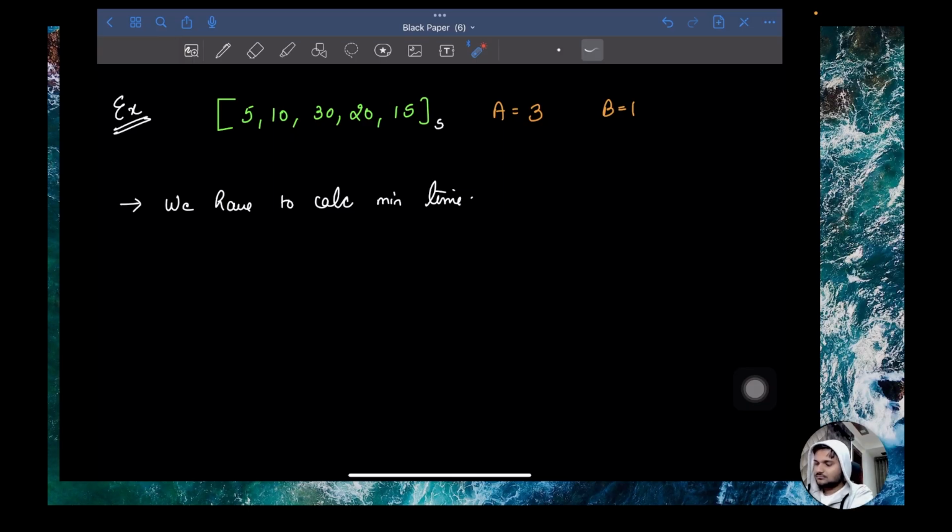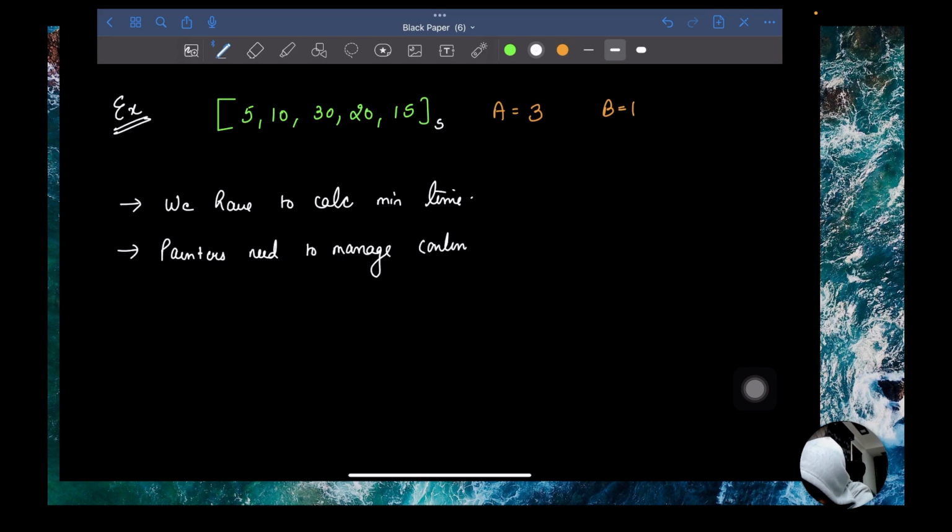Now, what we can say here is that the other condition is painters need to manage continuous cross sections. We have to always manage a continuous cross section. That is, if one painter has started to paint something, they cannot go beyond this. They cannot go beyond that. They have to keep a continuous cross section always.